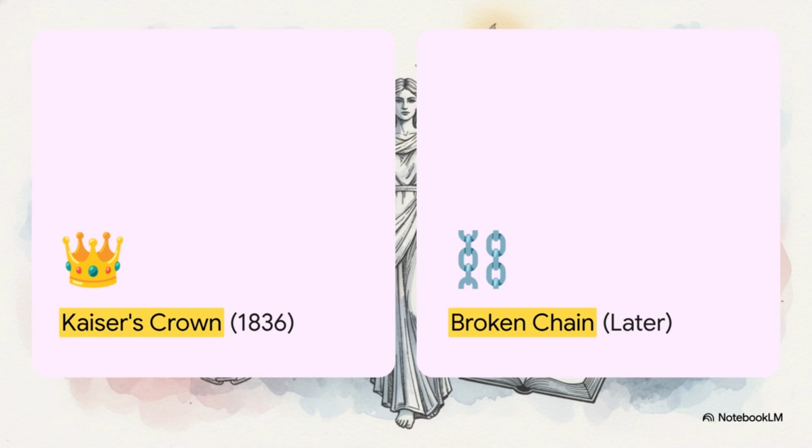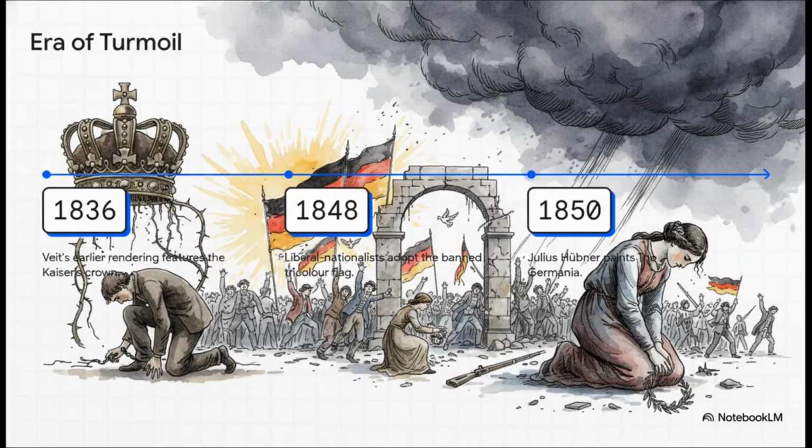It shows us in real time how the philosophical ideology of the entire nation was shifting. In 1836, the vision for Germany was still heavily centered around a Kaiser, an emperor. The crown was everything. But as revolutionary fervor grew leading up to 1848, that symbol of bowing to a single ruler was literally swapped out for the broken chains of liberty. The people didn't want a master anymore. They wanted freedom.